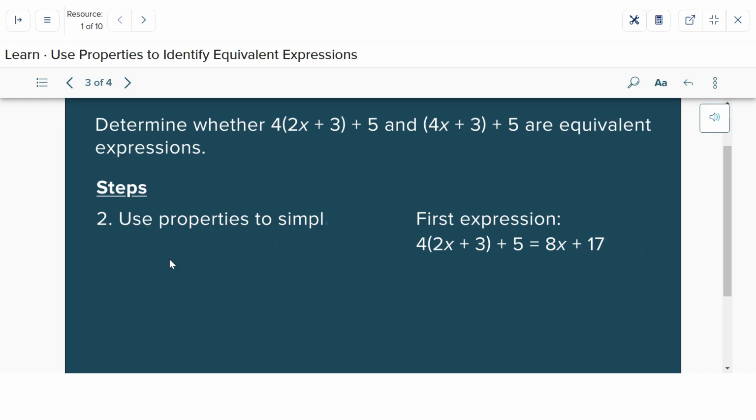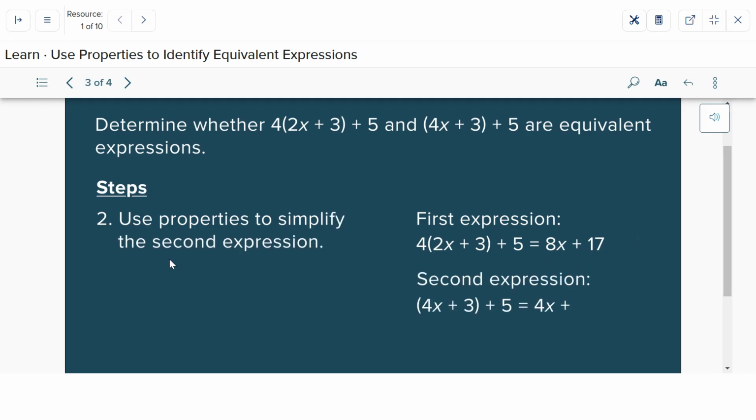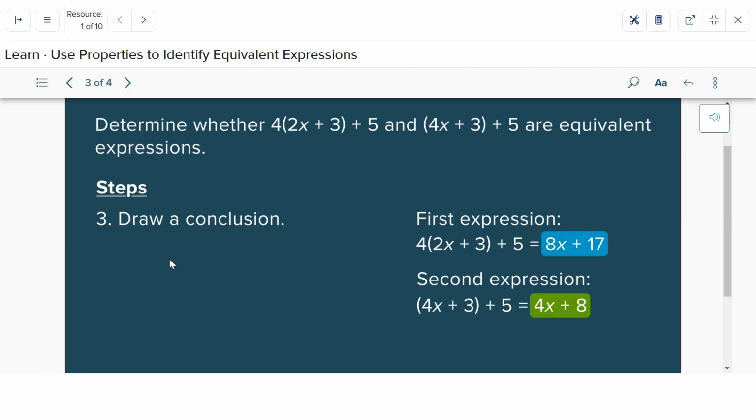Now use properties to simplify the second expression. Apply the associative property to group the like terms 3 and 5. Then add. The quantity 4x plus 3 plus 5 simplifies to 4x plus 8. Use the simplified forms of the expressions to draw a conclusion. The simplified forms have different terms. The expressions are not equivalent.